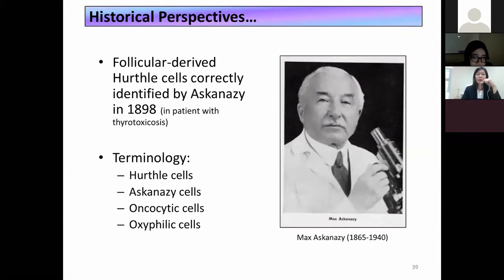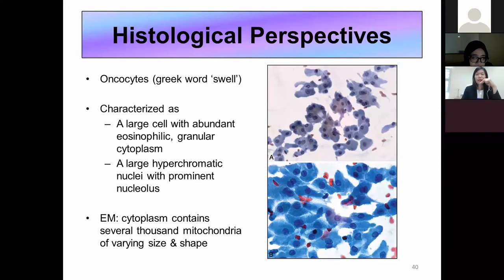Four years later, it was correctly identified by the pathologist Askanazy. Then it was termed Hürthle cell, Askanazy cell, oncocytic cell, and oxyphilic cell, so they can be used interchangeably. Oncocyte basically means swelling in Greek. It is characterized by a large cell with abundant eosinophilic granular cytoplasm and a prominent nucleolus, as explained by Prof. Sharifa earlier.